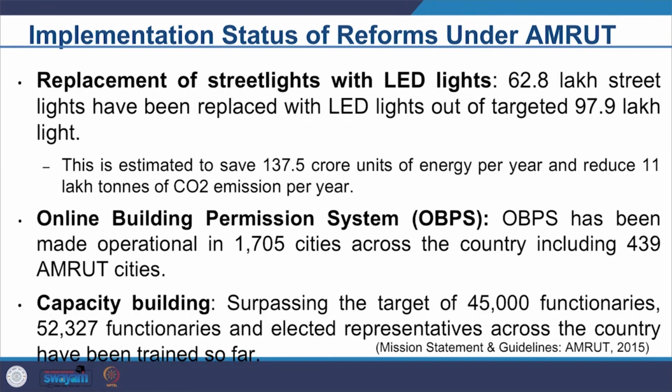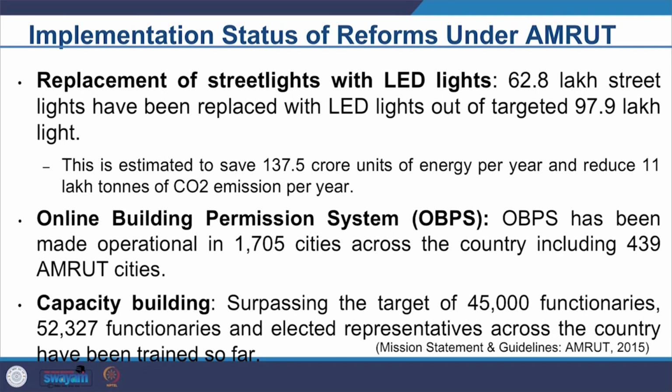We see replacement of street lights with LED lights has been done. Nearly 62 lakh street lights have been replaced with LED lights out of the target of 97 lakh lights. This is estimated to save nearly 137 crore units of energy per year and reduce 11 lakh tons of CO2 emission per year. So, you look at how we are achieving these targets within the special purpose plan.